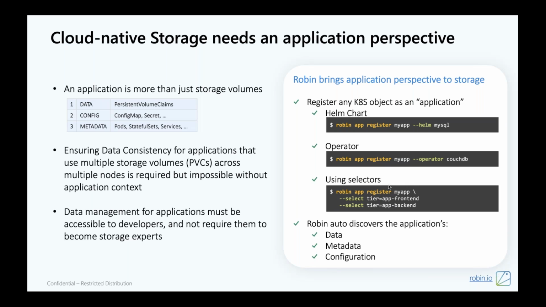Robin allows you to register this as an application. It can be as simple as robin app register, the application name, and you give a Helm chart name or an operator name, or you can even set a selector. From that point on, Robin will start tracking all the objects which are part of the application. This does not need to be a single Helm chart or a single operator. It can be a combination of all of these. I can say I have a front end and a back end, and I want to group them as a single application. So I can say Helm MySQL and Helm Nginx. That way, Robin will manage data, metadata, as well as the configuration for an application.